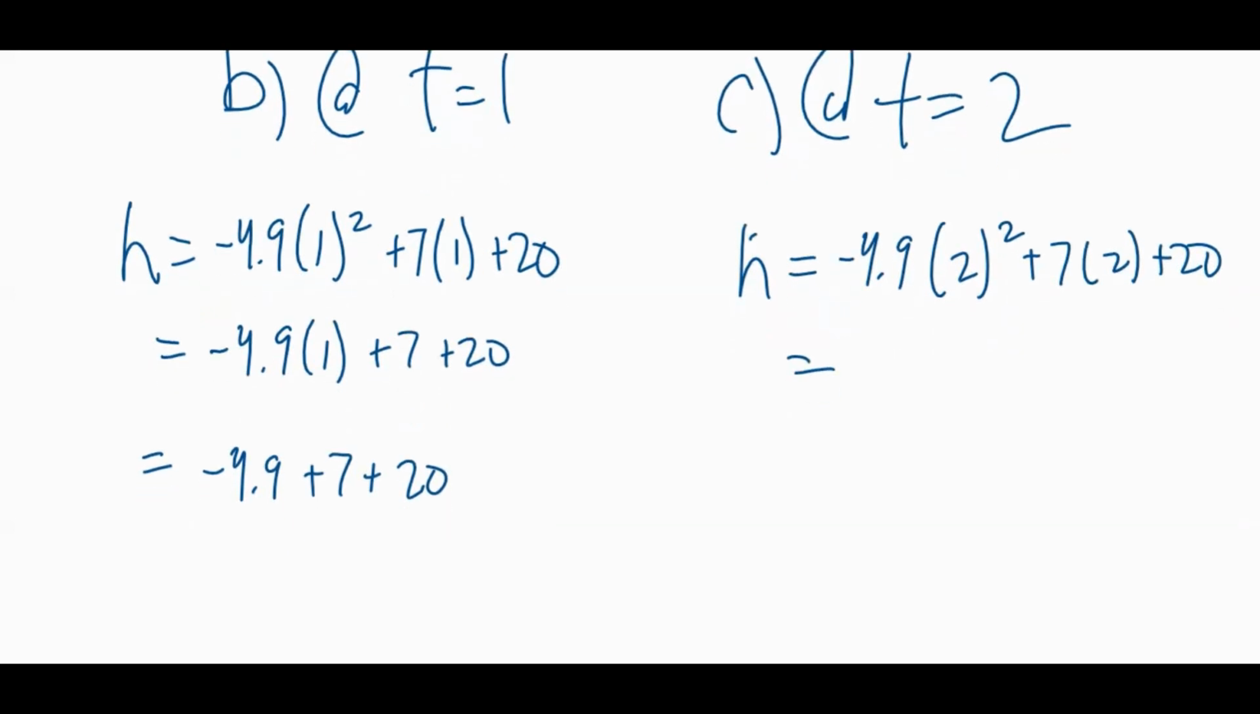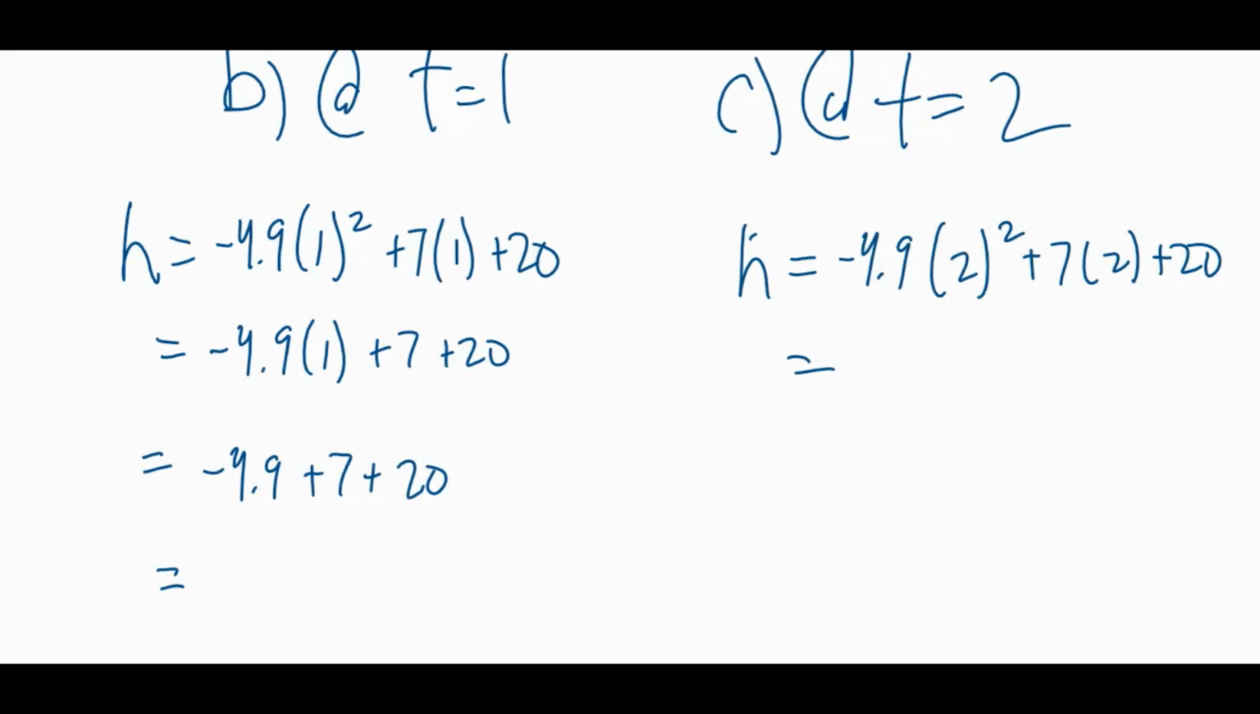Does anybody know what that works out to? Yep. Wait, it's 7 plus 20, so 27, but it's minus 4.9, right? So what's that going to give me? 27 minus 5 would be 22. It's almost 5. So it's going to work out to 22.1.